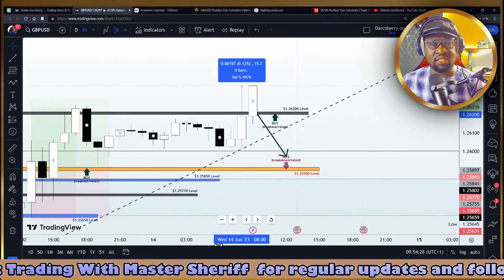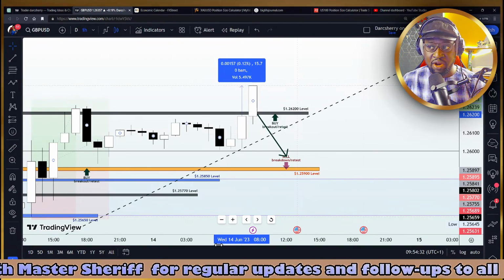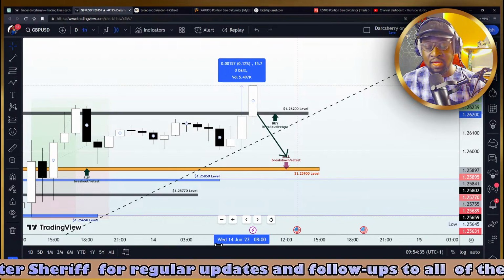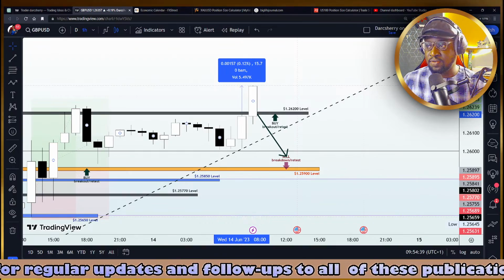So I think we could move our stop loss to secure this current buy position, so that worst case scenario, if price action takes us out, it's going to be at break even, no loss, no profit. So that is that on the GBPUSD for today.